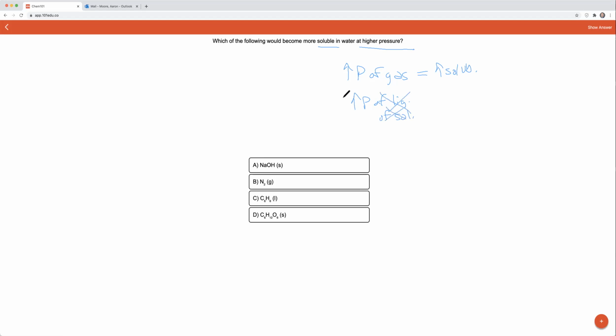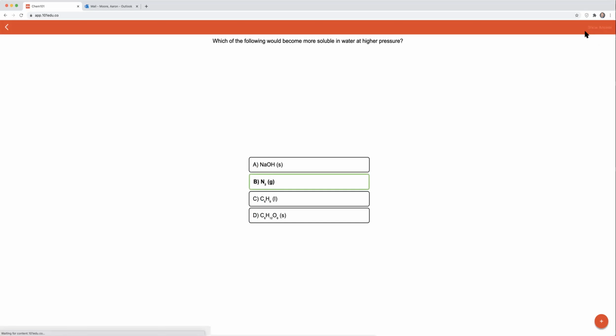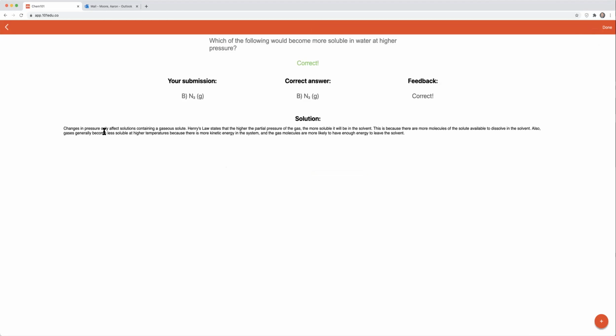Okay, you can't really do that. There's no such thing as increasing the pressure of a liquid or a solid. So that's what I mean by it's kind of a trick question. So you can't increase the pressure of sodium hydroxide solid. You can of the nitrogen gas. You can't of this hexane. You can't increase the pressure of a liquid, and you can't increase the pressure of a solid. So the only one that's going to become more soluble with a higher pressure is the only one that happens to be a gas. And so that would be B. So I'm going to choose B. Okay. And yeah, that's basically what it says here.